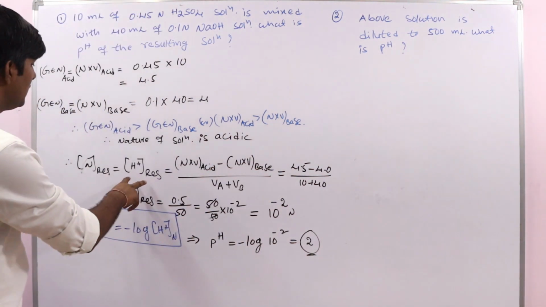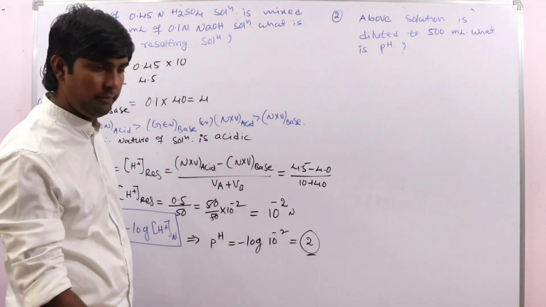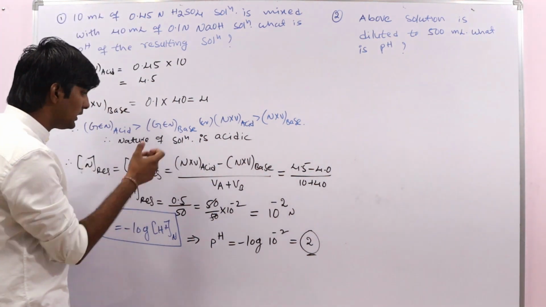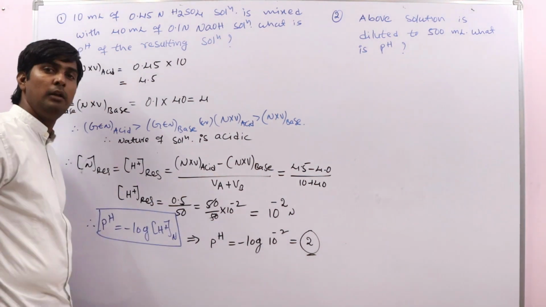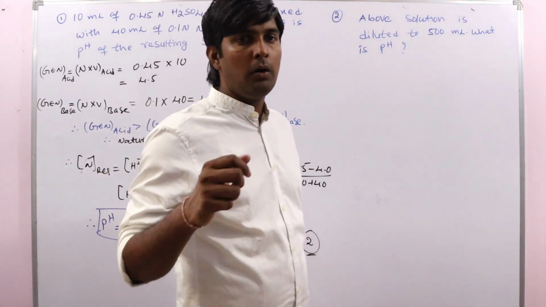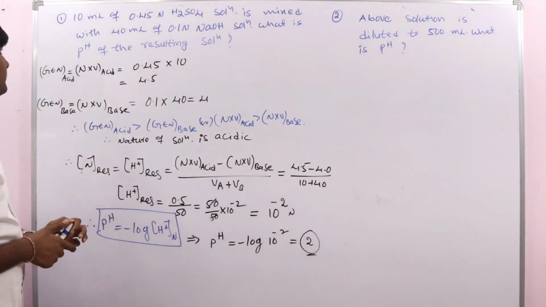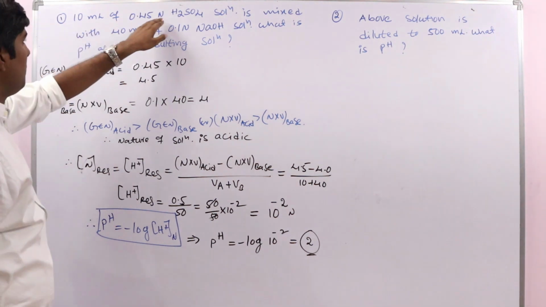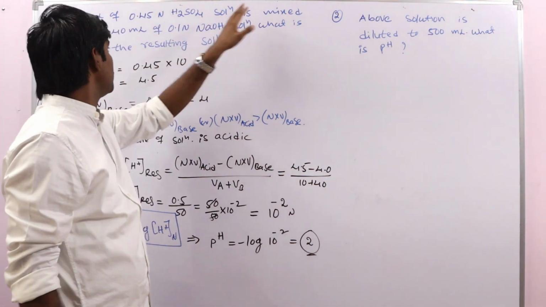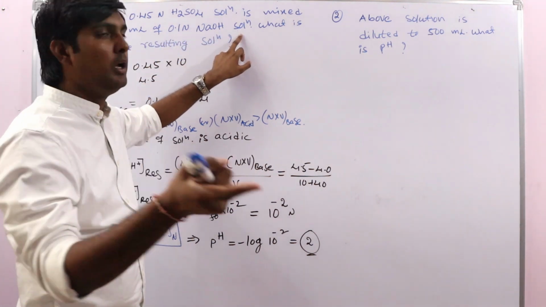Okay, so after that, acidic means the resulting solution has H plus ions left. So we have to find that concentration by utilizing this relation and then calculate pH. Okay, now next problem, suppose the same information is given. 10 ml of 0.45 normal H2SO4 solution is mixed with 40 ml of 0.1 normal NaOH solution.